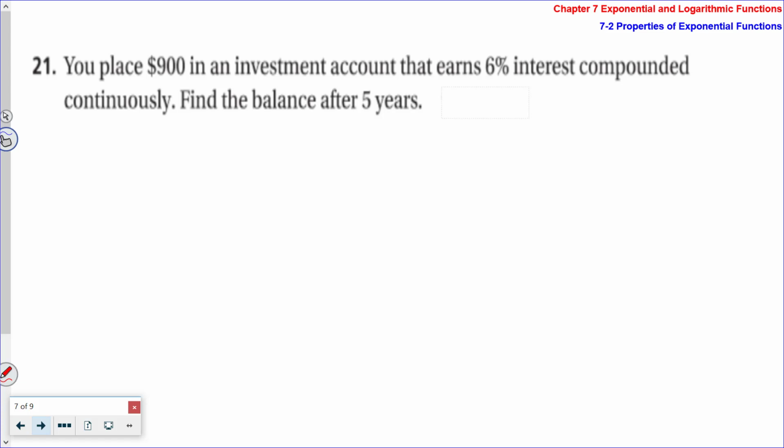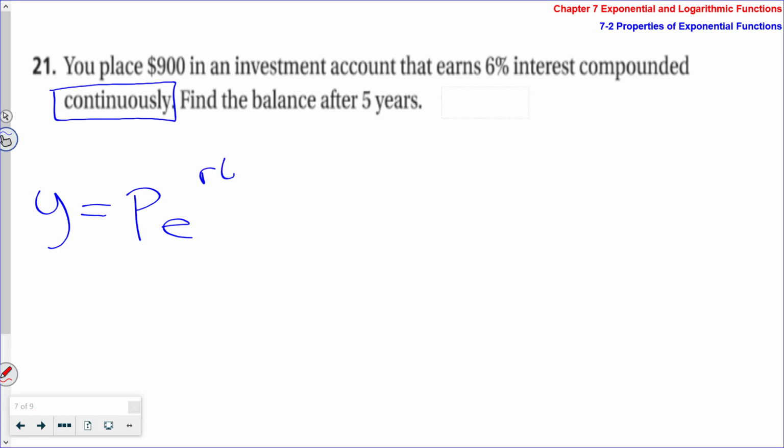Again, the word continuously, I'm going to sound like a broken record because it's very, very important. Do not forget, when you see the word continuously, use this formula, PERT. The word continuously implies that you will use this formula, PERT, P-E-R-T. Principal is the starting amount. The starting amount is 900. E is just a button on your calculator. What's the rate?